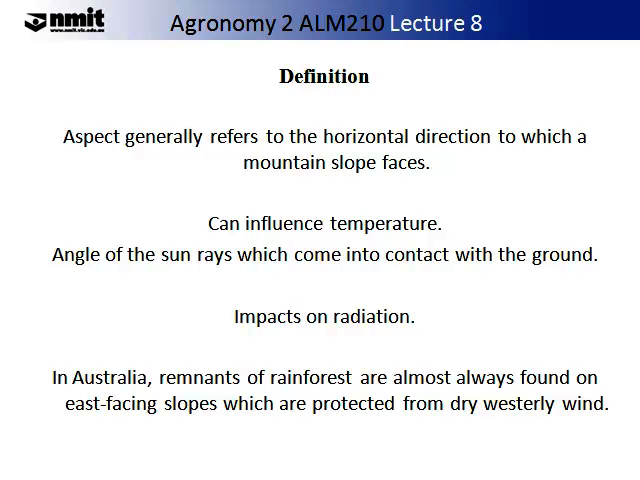In Australia, the remnants of rainforest are almost always found on the east-facing slopes, which are protected from the dry westerly winds. A slope on the eastern edge of the Rockies towards the Great Plains is described as having an easterly aspect. A slope which falls down to a deep valley to its western side, and a shallower one on its eastern side, has what is described as a westerly aspect, or is a west-facing slope.